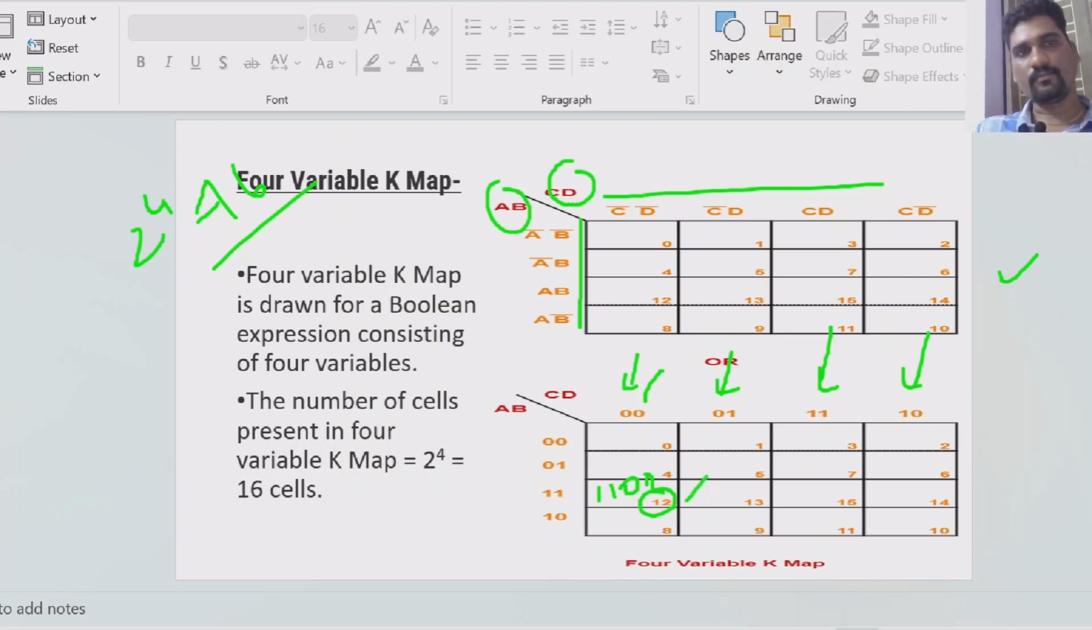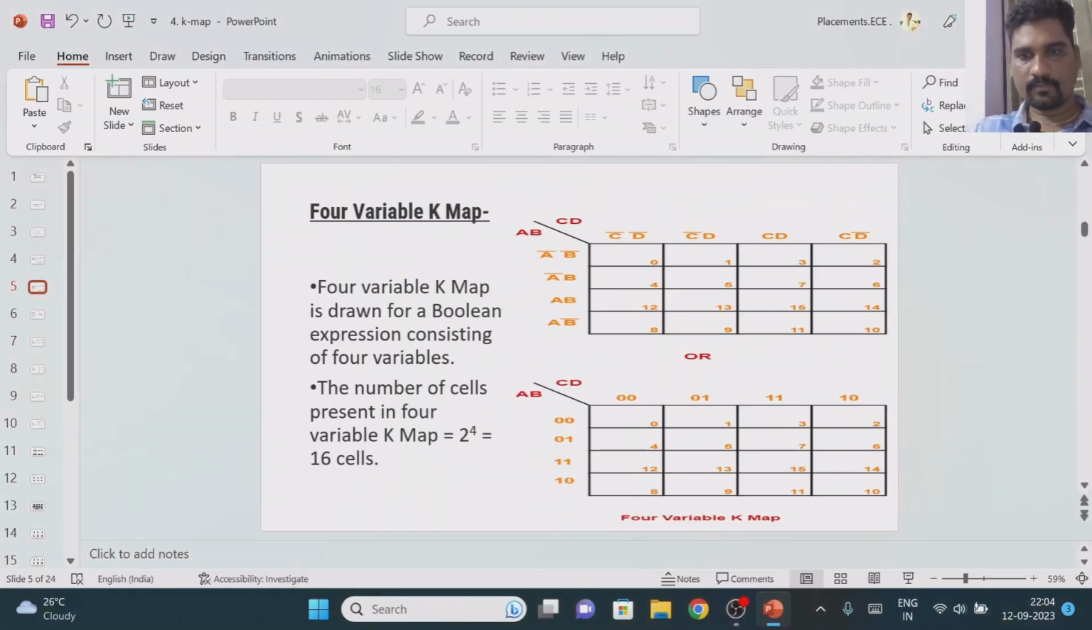That's it. Alright, so in this class what we have done is: what is the need of performing the K-map, what are the different types of K-map, and why they are writing 0 0, 0 1, 1 1, 1 0. That is the most important point to remember, right?